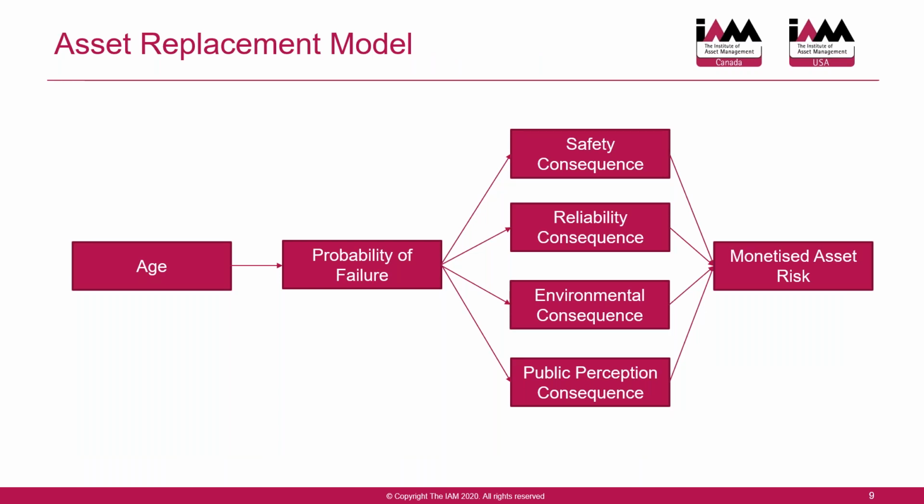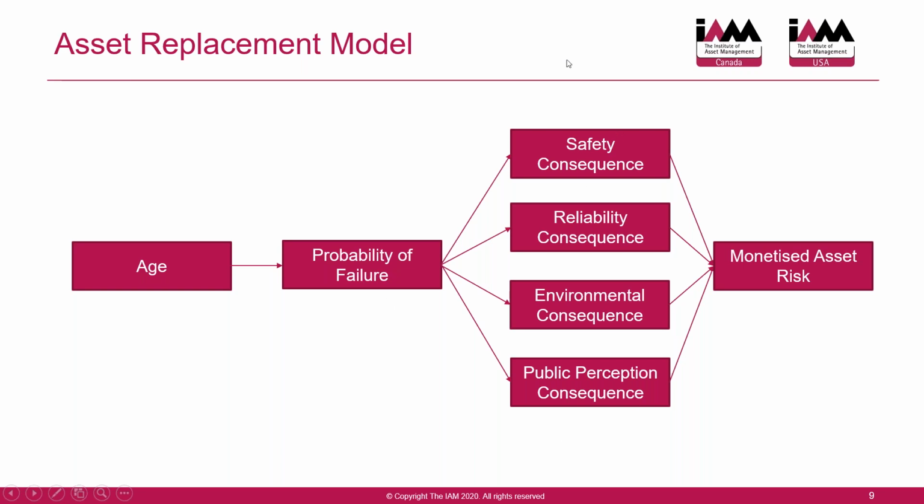So I'm going to start with the most basic model that we have used to help make investment decisions. It's a simple asset replacement model. In this model, the age of the asset is used to determine the probability of a failure. Only a single failure is considered. That would be a failure severe enough to require replacement of the asset.